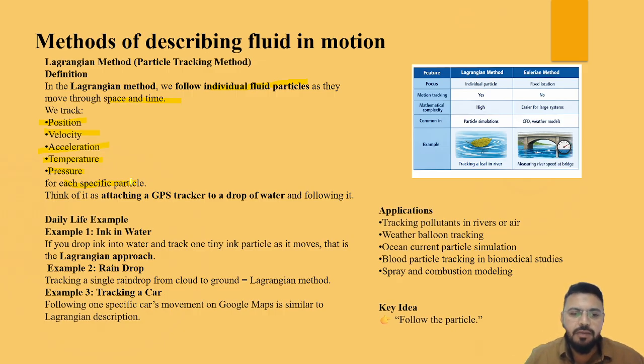A daily life example is ink in water. If you drop ink into water and track one tiny particle as it moves, then it is a Lagrangian approach. The second example is a raindrop. Tracking a single raindrop from cloud to ground is the Lagrangian method. Third is tracking a car. Following one specific car's movement on Google Maps is similar to the Lagrangian description.